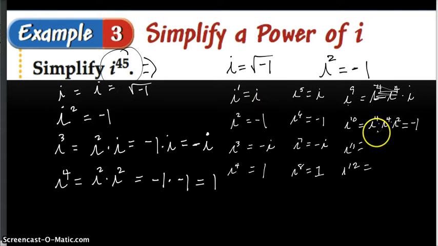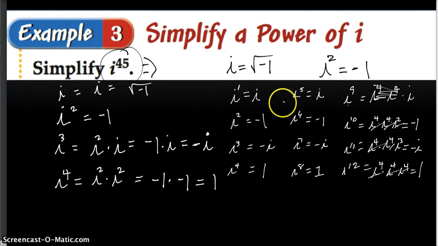Notice we're getting the same answer over and over again. i to the 4th times i to the 4th times i to the 3rd is i to the 11th. These guys are just 1s. I'm crossing them out, just saying that's 1 times 1. And then we know i to the 3rd is -i. Therefore, we get -i. And finally, i to the 12th is i to the 4th times i to the 4th times i to the 4th, which is 1 times 1 times 1, which is just 1. We can continue doing this forever and ever and creep up to i to the 45th.